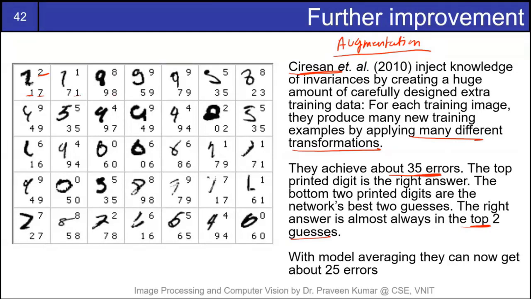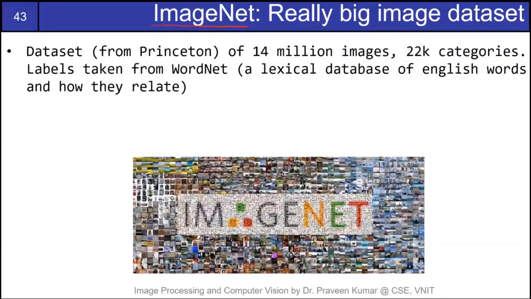One was the development of a huge data set. Till before ImageNet, we had only maybe a few thousands or maybe tens of thousands of images in a data set. But the first large data set which came out was ImageNet, a humongous data set, 14 million images, and it had around 22,000 categories. And those categories were taken basically from WordNet.